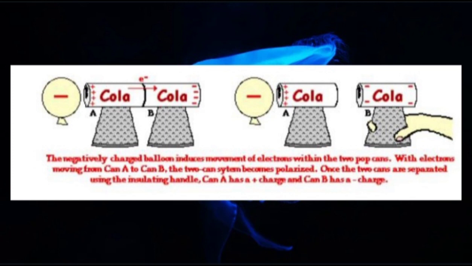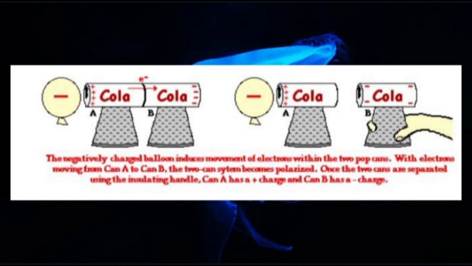As we can see here on the diagram, the cans are placed side by side and a negatively charged rubber balloon, which was rubbed on an animal fur, is brought near to one of the cans. The presence of the negative charge near a can induces electron movement from can A to can B, which we can see in our diagram. And once the cans are separated, the cans are charged.